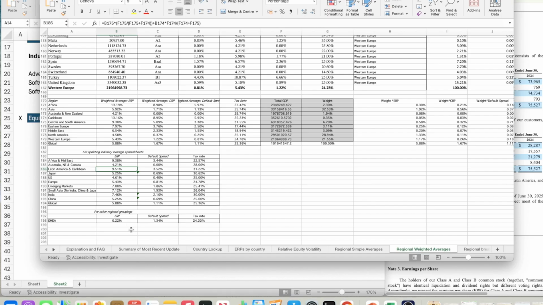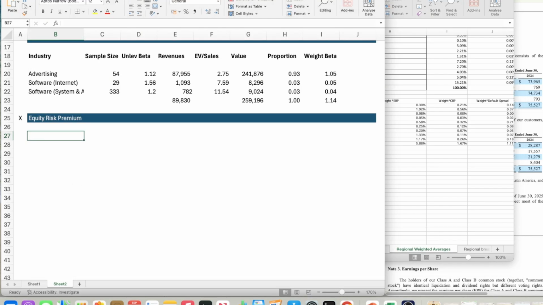Europe, Middle East, and Africa, 6.22. It wouldn't be, I mean, because obviously Facebook isn't in China, so we don't need that there. Small Asia, emerging markets. I think we can, no, because it doesn't include Japan. Okay, let's start building, and then we can.